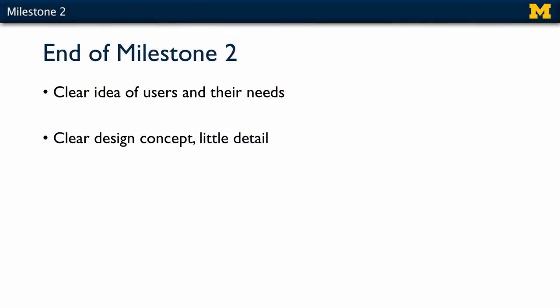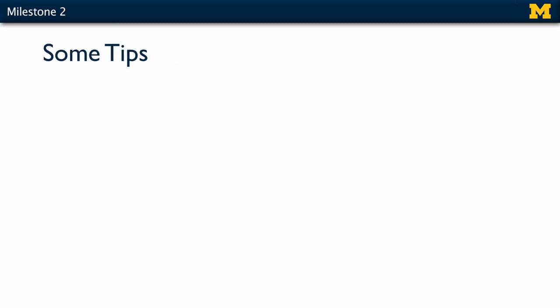By the end of milestone 2, you should have a clear idea of who your users are and what their needs are. You should also have a clear design concept, but at this point, it shouldn't have that much detail. You're really just outlining the basic functionality of the system that you're designing and what some of the basic interactions would be.